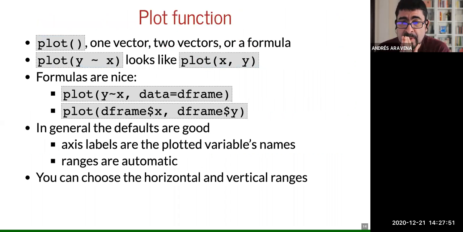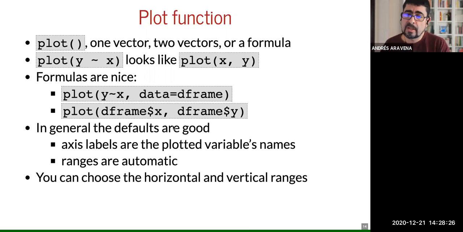Look, I finished the next class. So in summary, you can plot one vector, two vectors, or a formula. Plot vertical tilde horizontal looks very much like plot horizontal comma vertical, and formulas are nicer because you can put the data frame. This is the ugly one, this is the beautiful one. In general, the defaults are good. Especially if you use the formula, the axis names are good and the ranges are good.